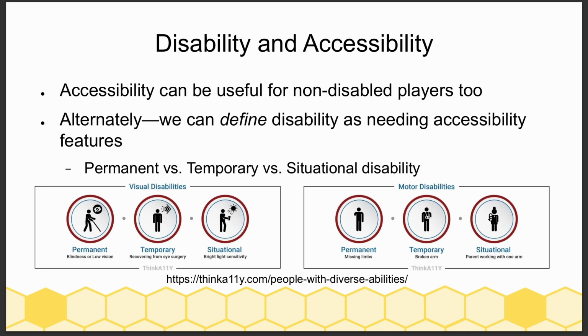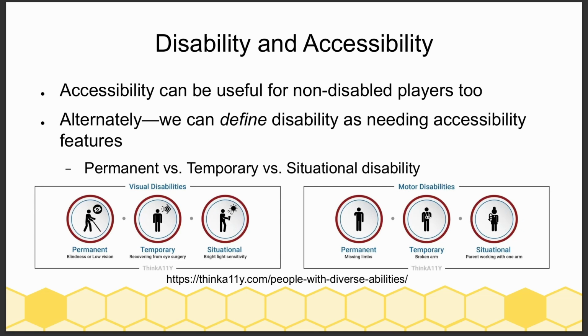So the examples here are, on the left, some visual disabilities. If you have a permanent disability, like maybe you were born blind, for example, that is certainly a disability. Maybe you just had an eye surgery and you can't use your eyes for a couple weeks. That would be a temporary disability. But additionally, if you are in the sun and there's a glare on your phone, that can be considered a situational disability in this case. And from that view, we're all disabled at some points in our lives.